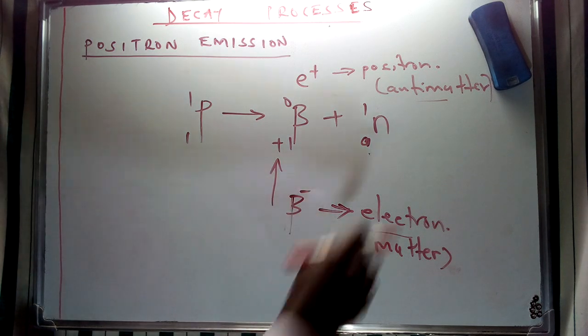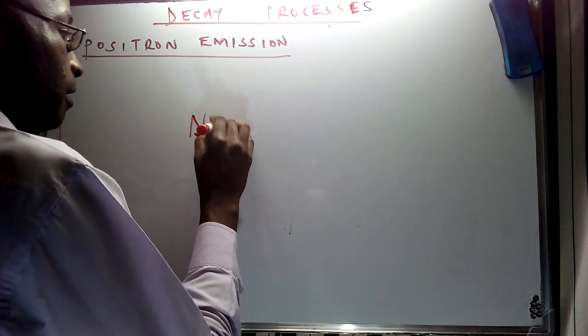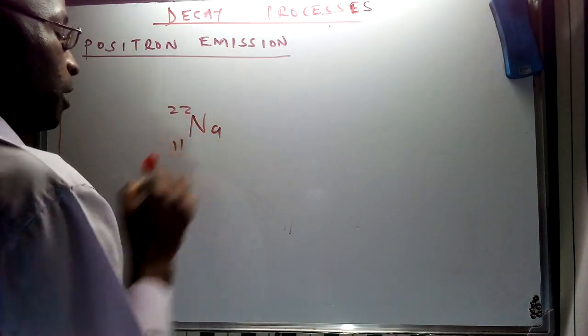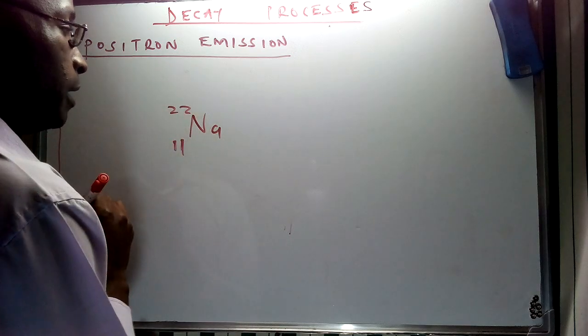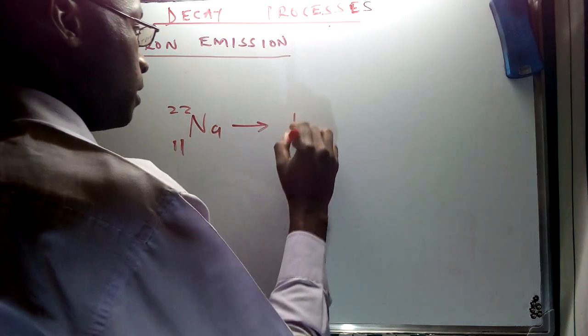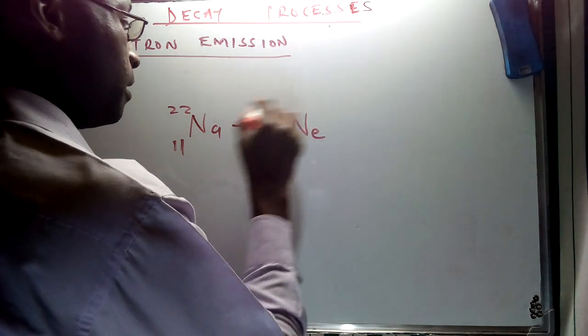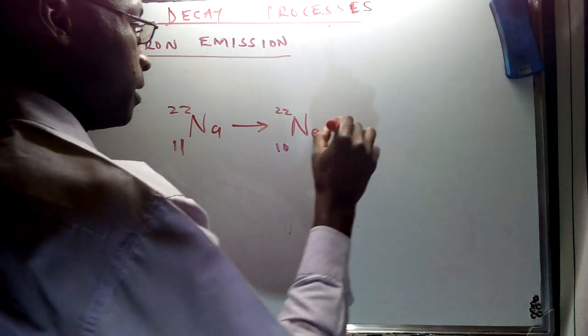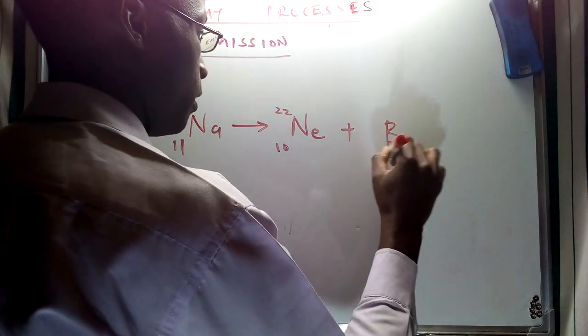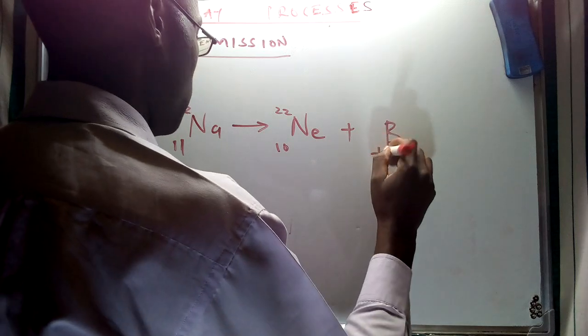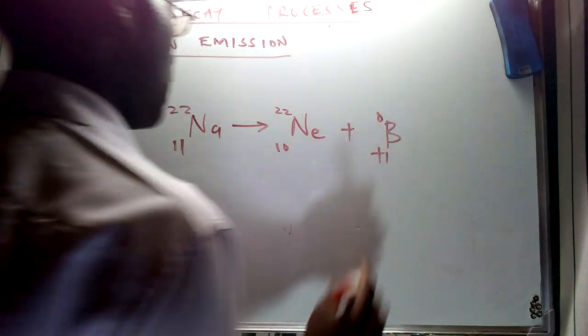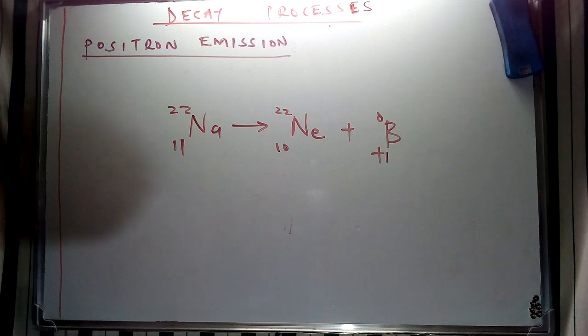And we can give an example of this particular positron emission using one of the elements. Just like if we have sodium-22 with an atomic number of 11, this one can be converted to this particular element, which has 22 and 10, and this is going to have what we refer to as a positron emission, given as such.